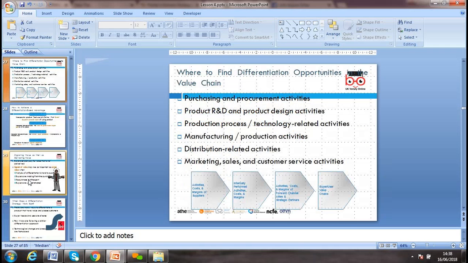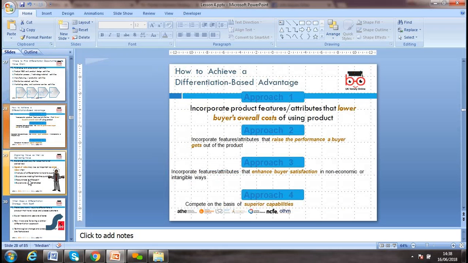So where can we find differentiation opportunities? We can look around the activities, cost and margin. We can look at the internal performance. We can look at the activities, the cost and the margin of the forward channel of distribution. We can look at the buyer and user value chain. All this will create a competitive advantage. So approach one: incorporate product and feature attributes that lower the buyer's overall cost.